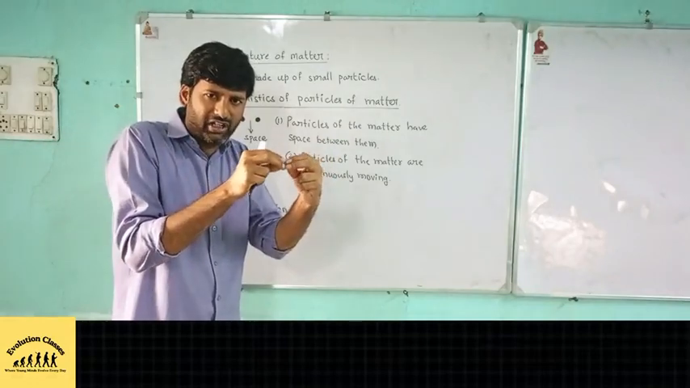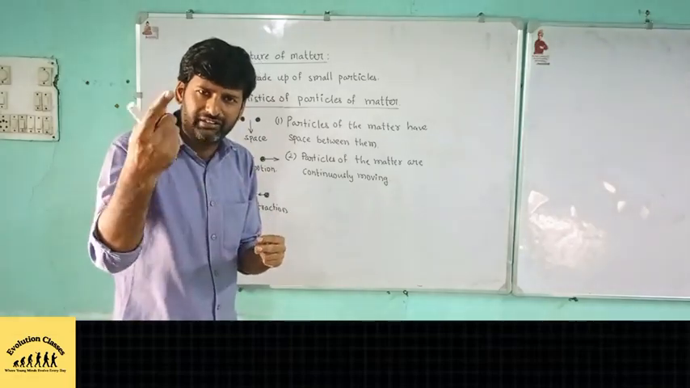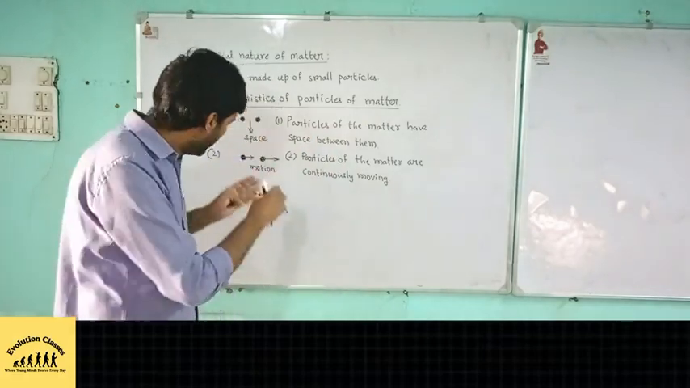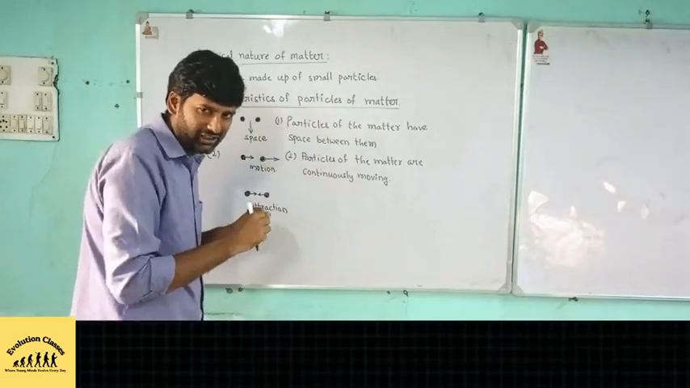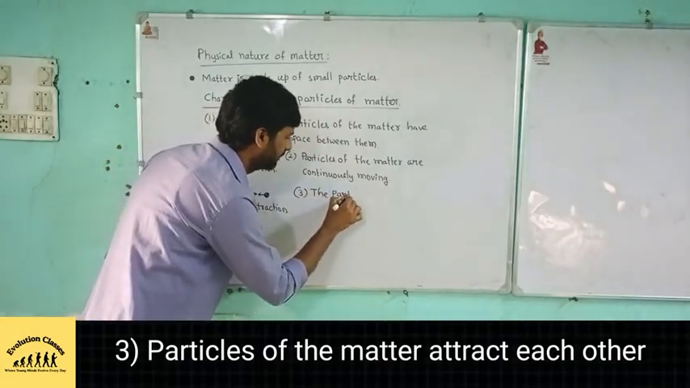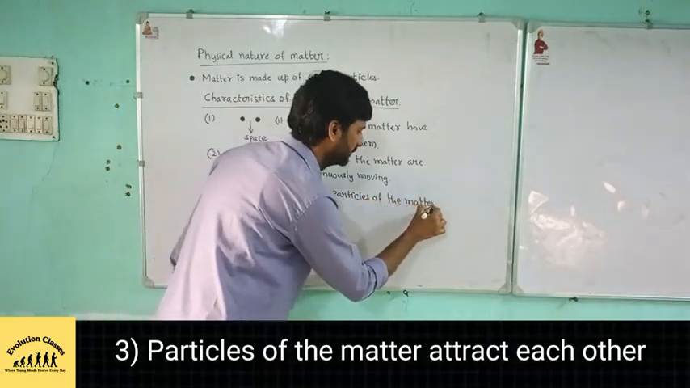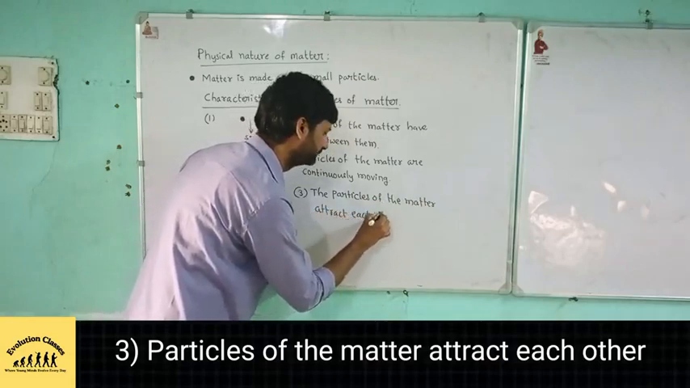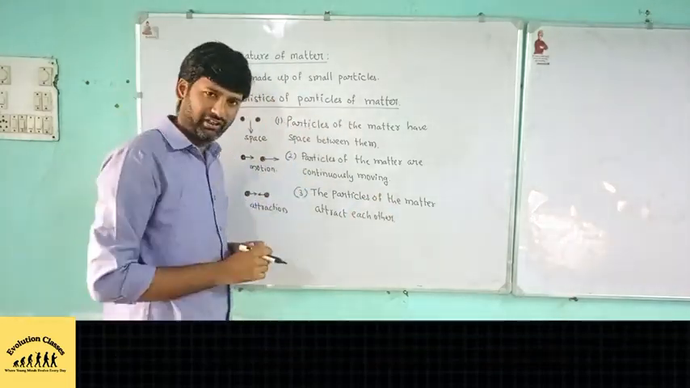In solids, the particles have more attraction force than in liquids and gases. In gases, the attraction force is negligible. However, the particles of the matter are attracting each other. So that is the third characteristic: the particles of the matter attract each other. This is the third characteristic.